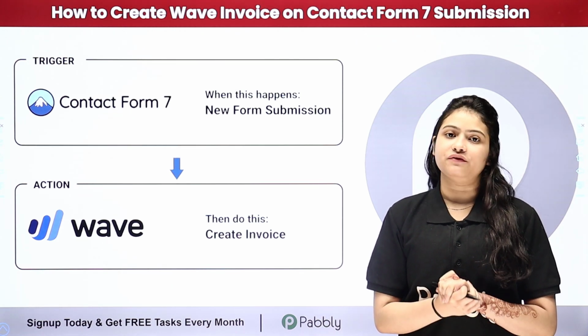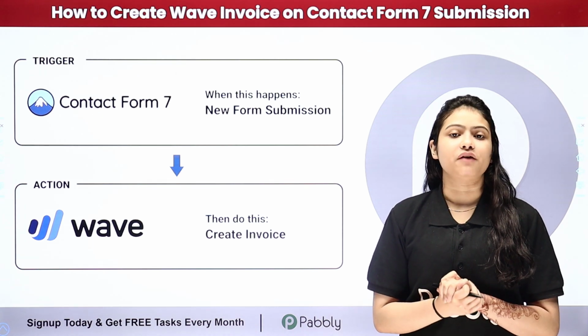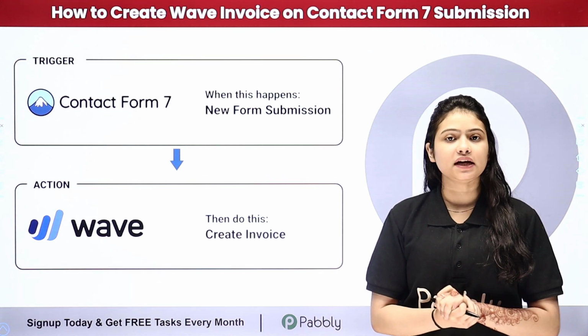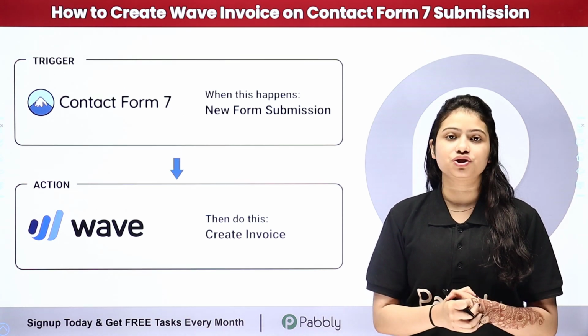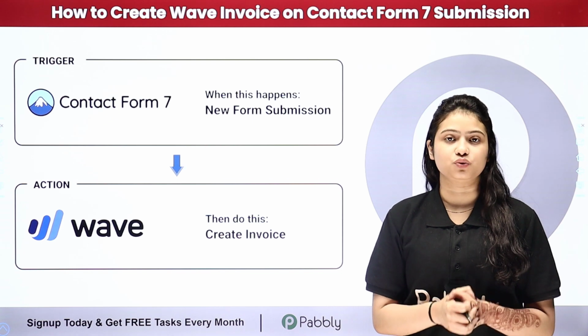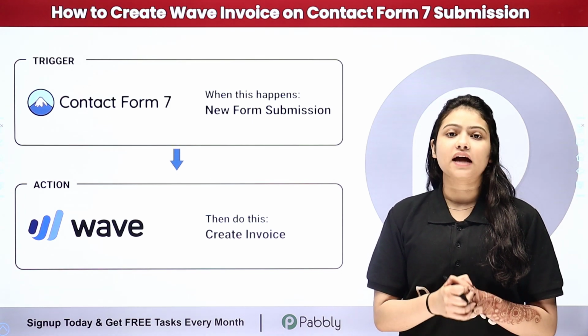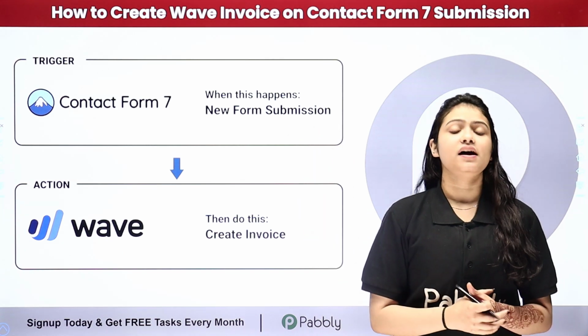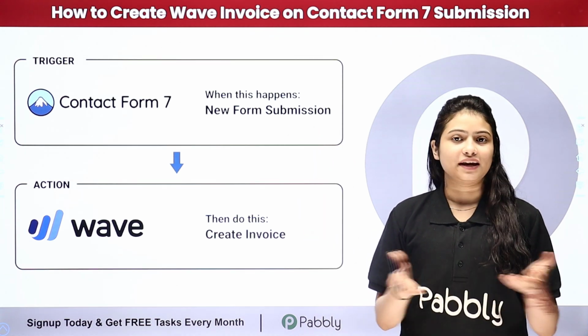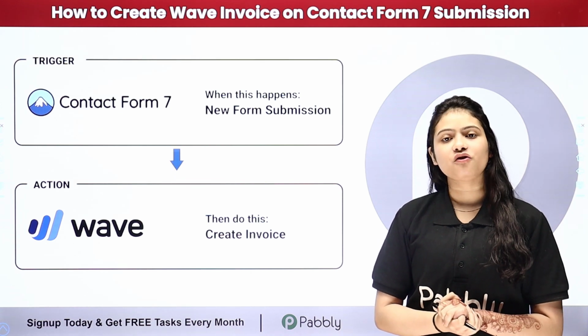So my objective is that every time an interested student is going to visit my website, they are going to submit the form with their details along with the course in which they want the enrollment. Automatically, an invoice should be generated and saved in my Wave account for that student and the course. To automate this entire process, we will have to set up the connection between Contact Form 7 and Wave, and that we are going to do without any coding and any programming skills, simply with the help of Pabbly Connect.